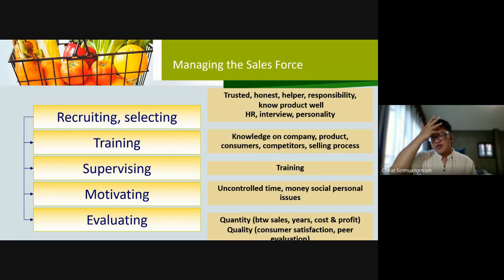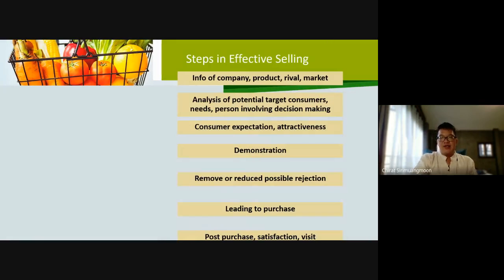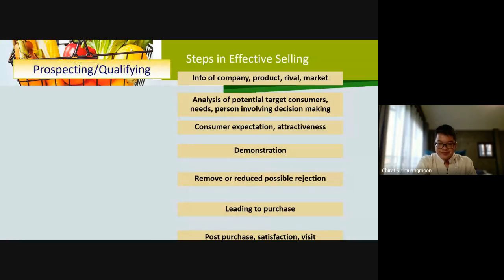So that is the first two things about quantity. Then think about the cost of the salesperson and also the profit that you made for the company. Quality: please think about consumer satisfaction, and sometimes you can evaluate from the peer or the person around you or your friends too.